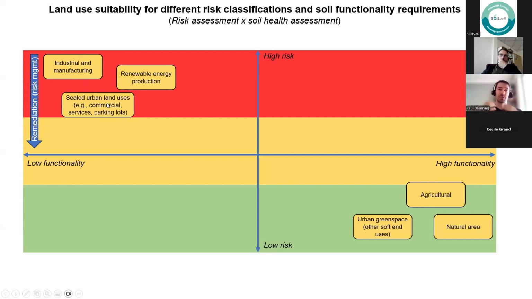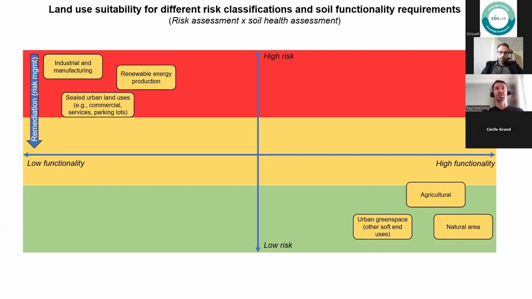Those may be well suited for sites that have a high risk where conventional remediation techniques may be required, and soil functionality is not necessarily an important part of this process. Though, of course, there may still be remediation or risk management required, but maintaining that functionality may not be a core project objective. But if you look at the other side of this, for a soft end use with high biological functionality, like an agricultural use or just a general natural area, or in an urban setting, an urban green space, ideally we would have both a low risk site and high functionality.